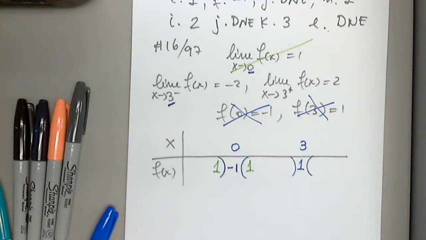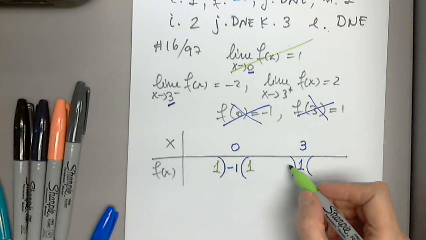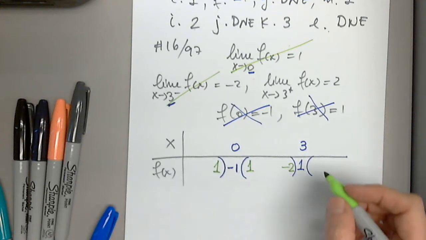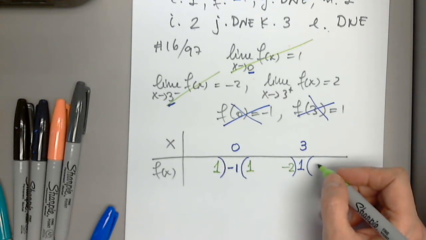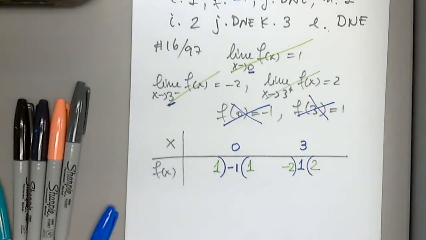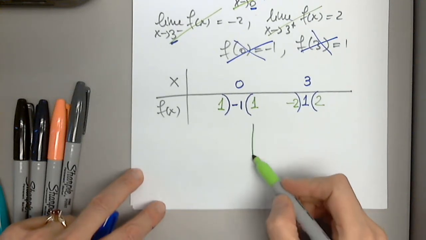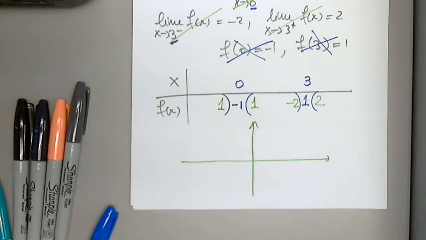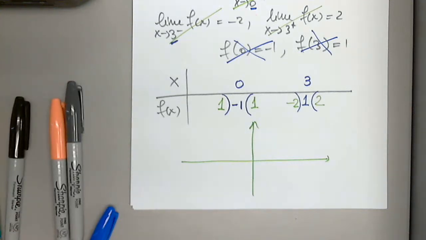For 3 from the left, what will I write? Awesome. So this is done, and it's in my chart now. And what will I write from the right of 3? 2. And this is in my chart. That's all I need. I summarized everything I was given in this table. And now here is my example of a function. You can come up with a totally different one, which is fine.